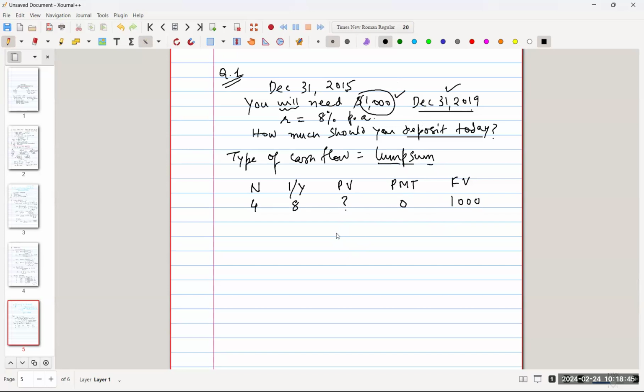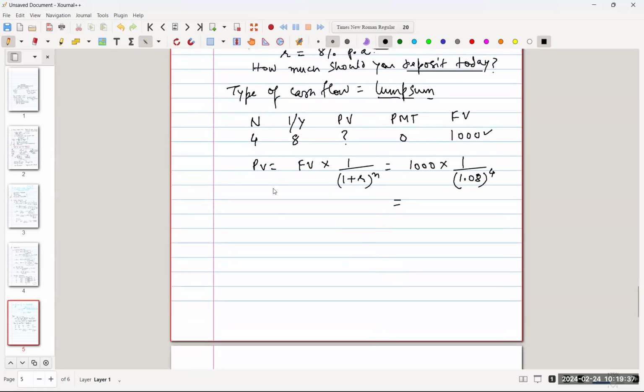Now, it is your choice which method you want to employ to calculate the present value. Do you want to use the calculator? Do you want to use the formula? Do you want to use the time value table? It depends on you. So if we, for example, use the formula, we would say present value is equal to the future value times 1 over (1 plus R) raised to the power N. So I will substitute the values for you. 1,000 is the future value, multiplied by 1 over 1.08, since R is 8%, raised to the power of time. Time is 4.